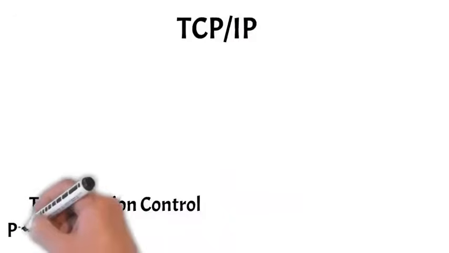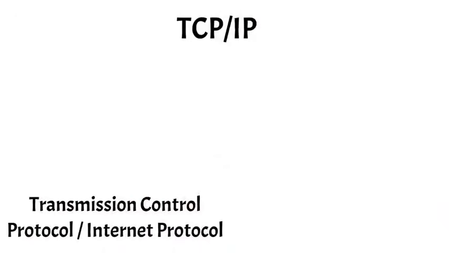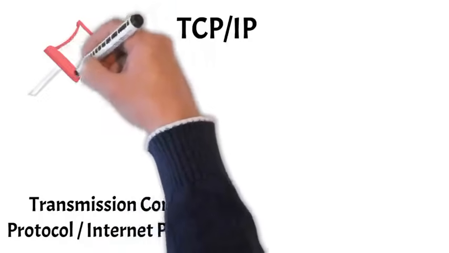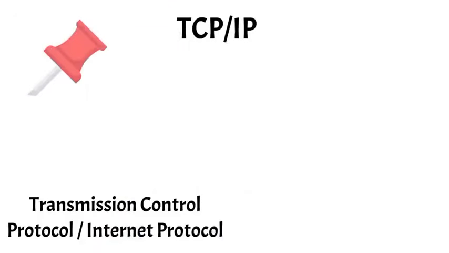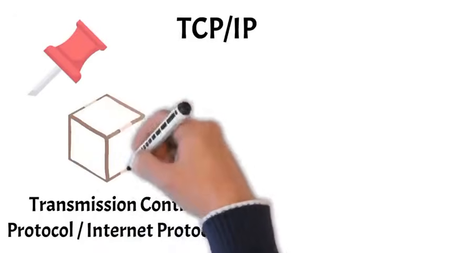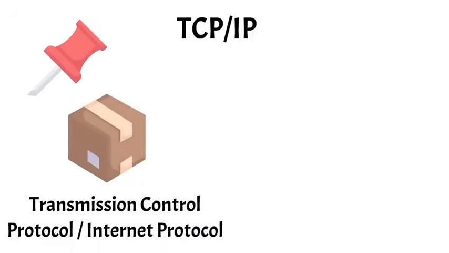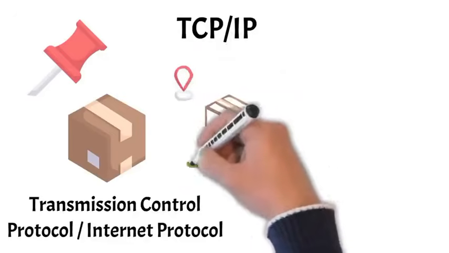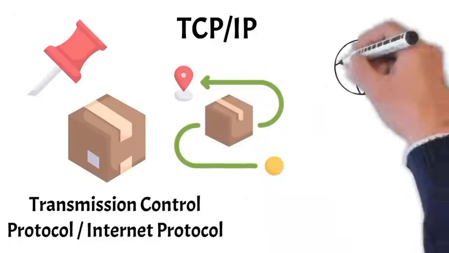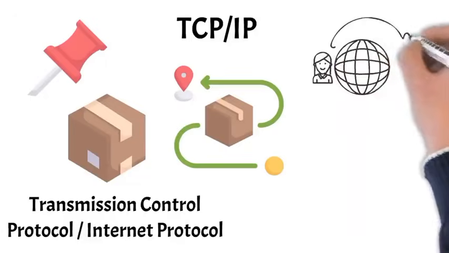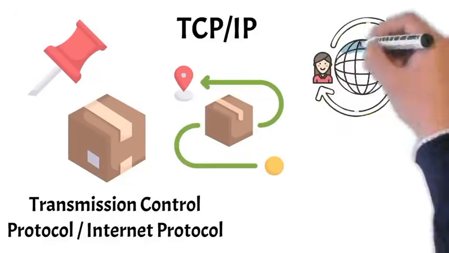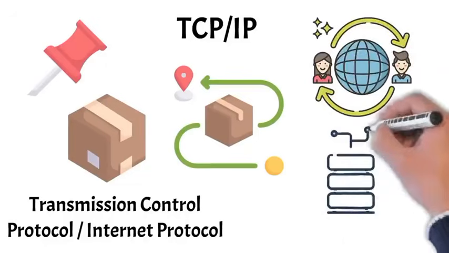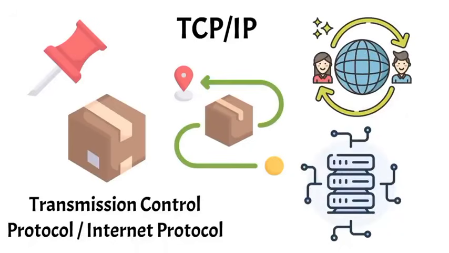TCP/IP, or Transmission Control Protocol/Internet Protocol, is a foundational suite of protocols that underpins most modern networks, including the Internet. TCP/IP enables reliable data transmission by breaking data into packets, ensuring they arrive in order, and handling any errors that occur during transmission. The IP part of the suite handles addressing and routing, ensuring packets reach their correct destination across diverse networks. Together, TCP/IP facilitates robust, scalable, and efficient communication between devices, making it essential for network connectivity and Internet functionality. For a more detailed overview of IP addresses, be sure to check out our separate video on that topic.